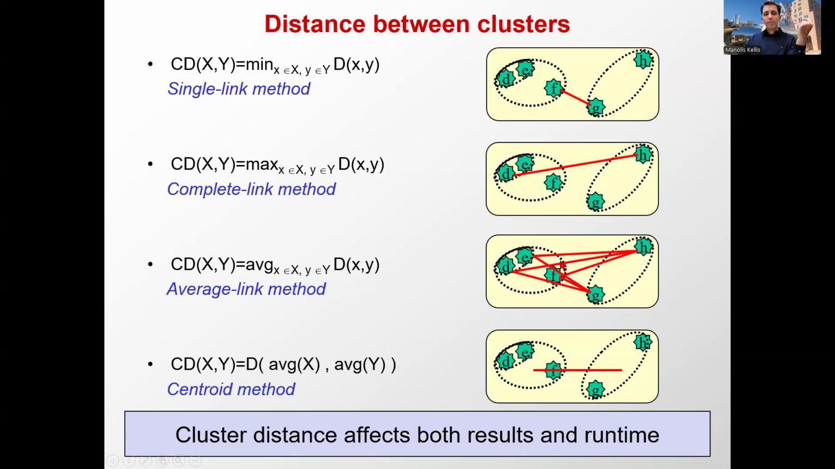Or you could say, let me take all of the pairwise distances and just average them, and then that will be the cluster-to-cluster distance. Or I could simply take the center of gravity and the center of gravity and look at the distance between the centroids of those.